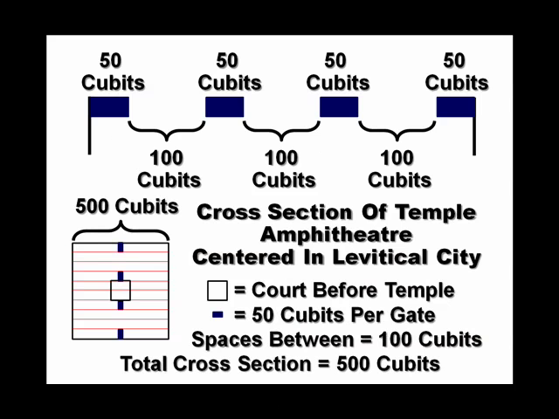The cross-section of the temple amphitheater, centered in the Levitical city, is 50 cubits, gates, 50 cubits, 50 cubits, and 50 cubits, from the outside to the inside, and the inside to the outside. In between, there's 100 cubits, and 100 cubits in the center, and 100 cubits on the other side. Total of 500 cubits. So we have the court before the temple, the 50 cubits per gate, and the spaces between equal 100 cubits. The total cross-section equals 500 cubits.